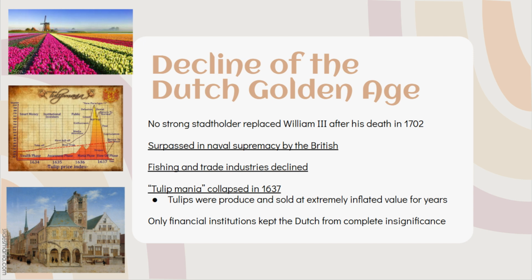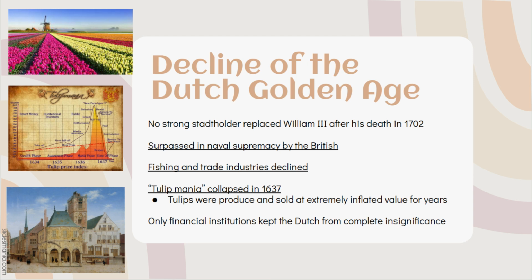One of the things that also hurts them is that the British Royal Navy becomes the supreme naval force in Europe after this time. Their technology is better, their numbers are better. And then we see fishing and trade industries start declining for them during this time. And remember, that's their main source of income.